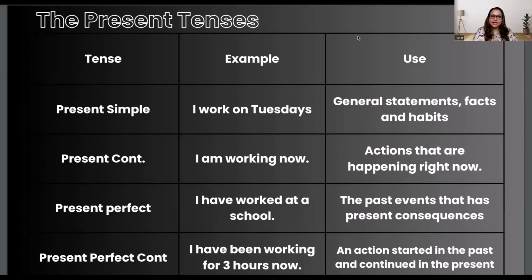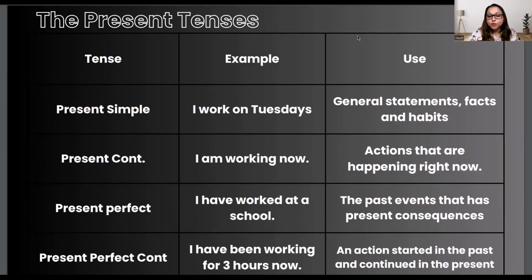Okay, and the tenses in the present tense category are again 4 in number: present simple, present continuous, present perfect, and present perfect continuous. For example, I work on Tuesdays, and the usage of present simple is for general statements, facts, and habits. And for present continuous, I'm working now. So it is like actions that are happening at the moment. For example, I am speaking. So the actions that are happening right now.